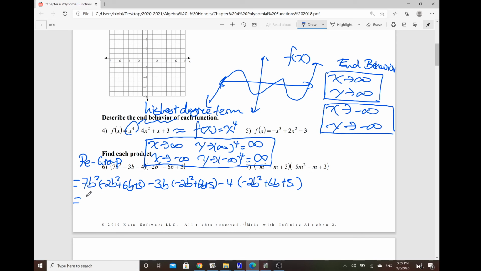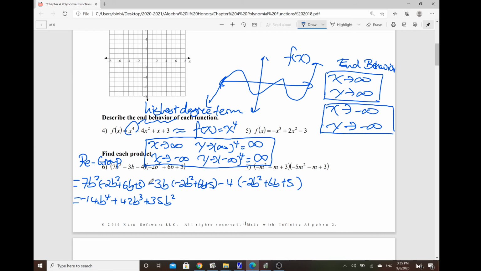So 7 times negative 2, that's negative 14. b squared times b squared, b to the power of 4. Again, same base, multiplying the powers, you want to combine them. And then the next term, similar. 7 times 6, 42, so b to the power of 3. And then the third term, 35b squared.